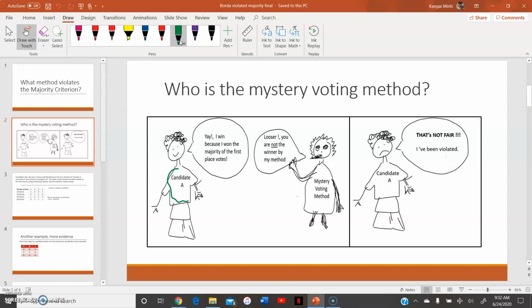Remember, we had candidate A here. And candidate A had won the majority of the first place votes, so they thought they deserved to win the election. But there was this mystery voting method that said, nope, you're not the winner, candidate A. And of course, candidate A felt like that was not fair. So we want to figure out who this mystery voting method is that violated the majority criterion here.